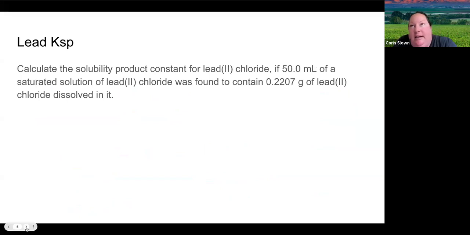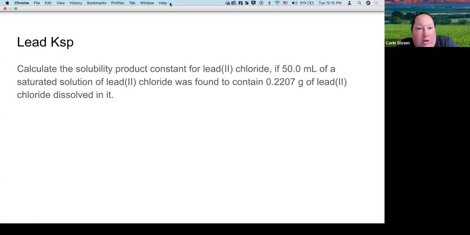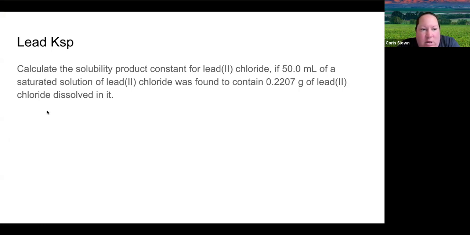So in this case, instead of lead iodide, we're going to think about the solubility product constant for lead chloride. And now we're going to be specific about the volume. So if we have a 50 milliliter saturated solution, remember that's as much lead as we can possibly fit into water, and it was found to contain 0.2207 grams of lead chloride. So now we're going to do a calculation where we figure out, right, what's the solubility product constant, or what's our KSP, based on that. So again, we're using a similar process, but they're asking for different information.